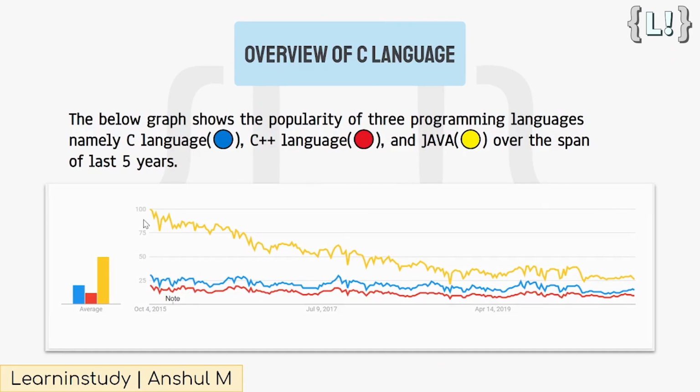This graph shows the popularity of three programming languages, namely C language represented in blue color, C++ language represented in red color, and Java language which is represented in yellow color. As you can observe from the graph, the popularity of Java has a constant declination. By popularity, I mean the number of searches which people have done over the past 5 years. And languages like C and C++ have constant ups and downs, which means that these programming languages are at a constant pace and are still as important as they were in 2015.